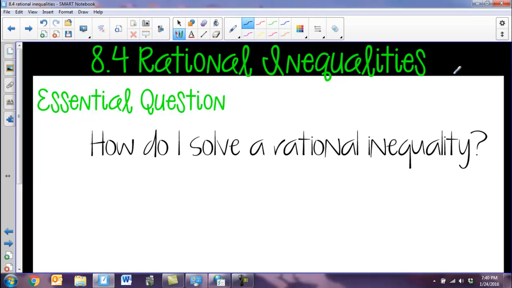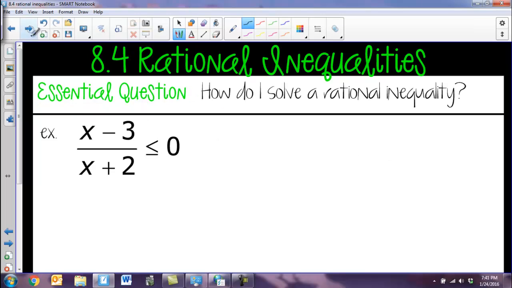Before, when we had a polynomial inequality, we only needed the x-intercept, because that's the only place that it could be switching from negative to positive or positive to negative. But we know that rationals can also switch at a vertical asymptote. So let's do an example problem.